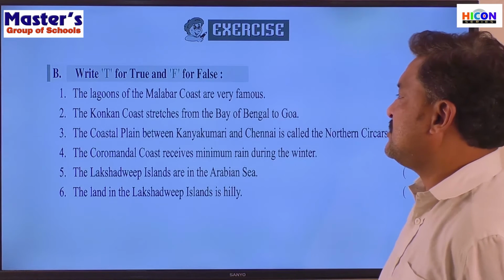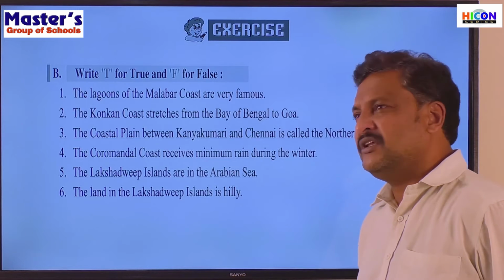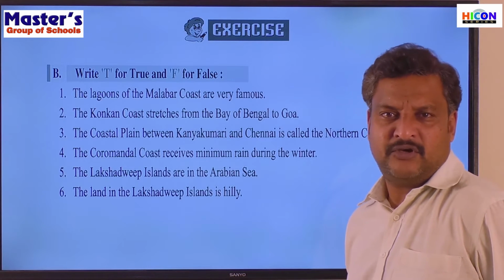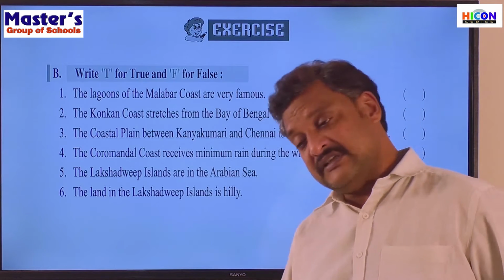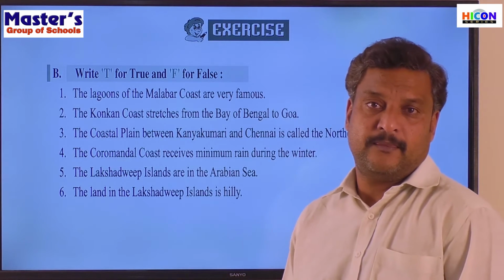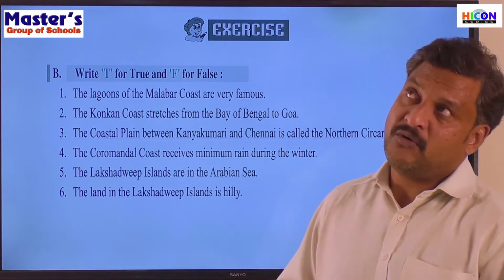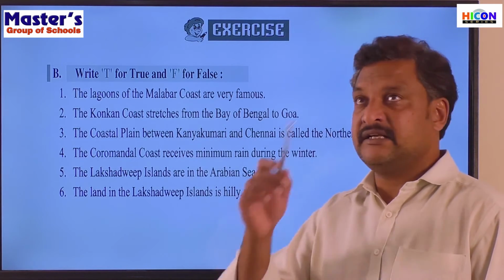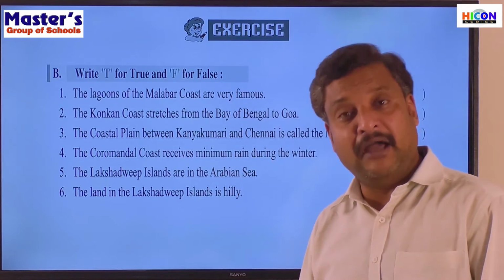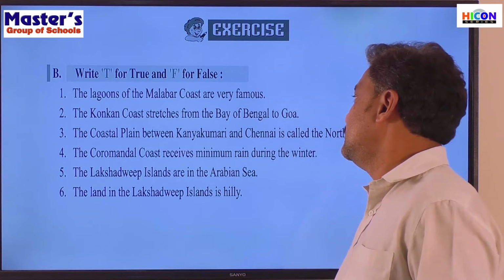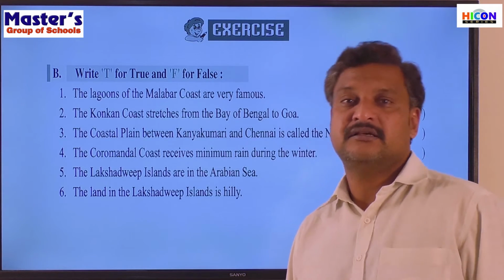The Konkan coast stretches from the Bay of Bengal to Goa. The Bay of Bengal is on the eastern side of India, isn't it? The Bay of Bengal is on the eastern side of India and the Konkan coast is on the western side of India. So the southern point of the Konkan coast is Goa, and what about the northern one? Yeah, it's the Gulf of Khambhat, isn't it? Now the armpit fold of the Indian map. The Gulf of Khambhat to Goa, right? So again, the sentence is a wrong one.